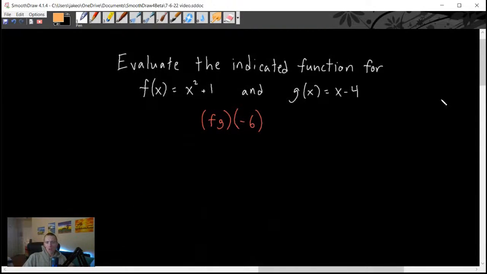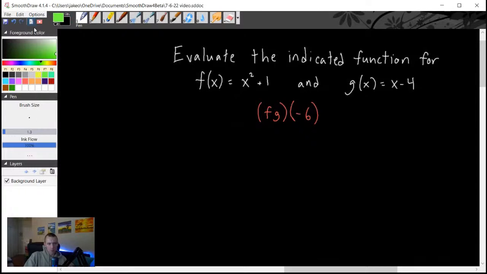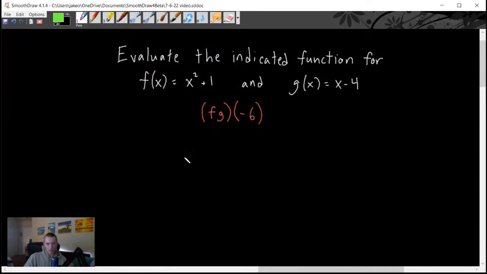Again, we have the same f and g that we've had these last two problems. We're going to evaluate the indicated function for f(x) = x squared plus 1 and g(x) = x minus 4. And the function that we're going to be evaluating is (f times g) of negative 6. So just like we've done in prior examples, first thing we want to do is find (f times g) of x.